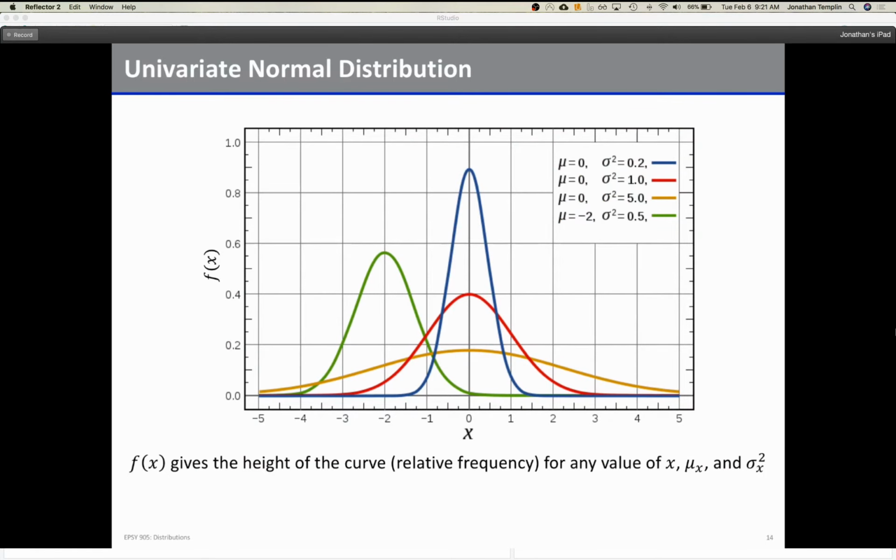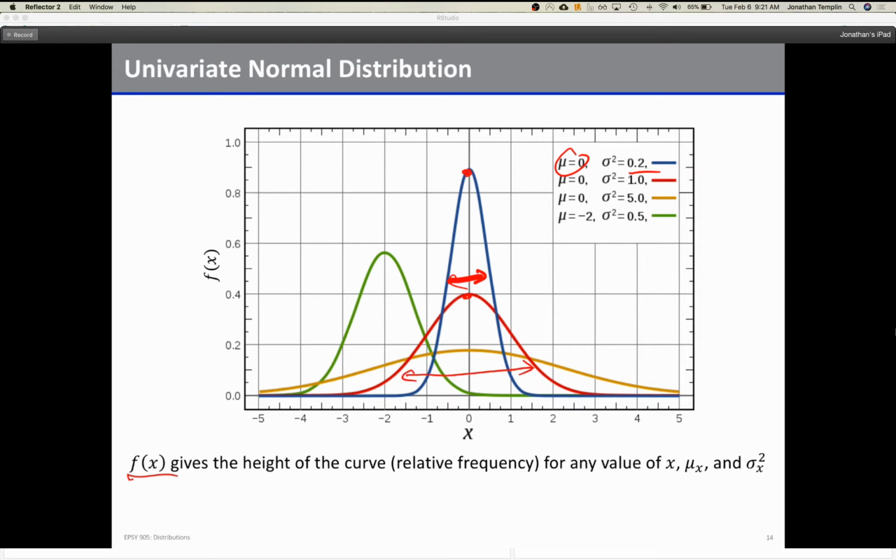So here's a nice plot from Wikipedia of normal distributions. F of x, that crazy, ugly distribution function, gives you the height of the curve. Take a look at the blue line. The height, the peak, the maximum of that function is given at mu. Here, the blue line has a mean at 0, so the peak of that function is at 0. The variance governs how wide the distribution happens to be. The blue line is the distribution with a variance of 0.2, whereas the red line has the same mean but a wider variance.